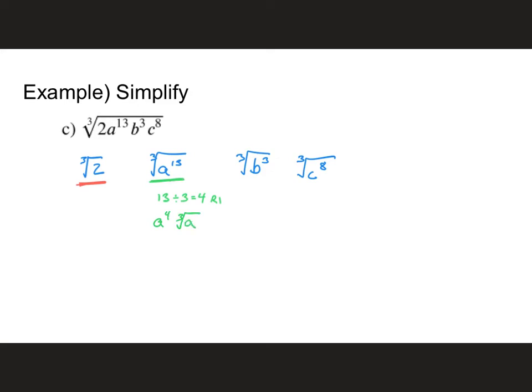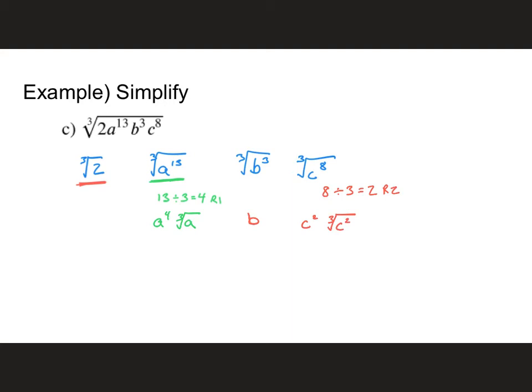Okay, so that's the second part here. We're going to go through and do the very similar parts to the third root of b to the 3rd. Well, that's easy. That's just plain old b. And then the third root of c to the 8th. Again, if I think of it, 8 divided by 3 is 2, that gets me 2 with a remainder of 2. So the third root of c to the 8th turns into c squared times the third root of c squared.